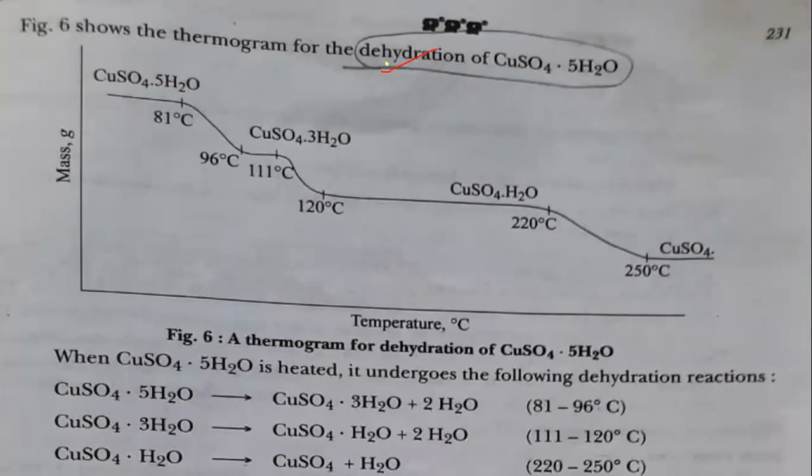Again, we can study the thermogram for copper sulfate pentahydrate. If you see here, on heating, what happens? There is a plateau region where no changes are taking place, and then it decreases. Here again it becomes constant, then decreases. Then again there is a plateau, then it decreases. Whatever slopes are observed there, there is a loss of water molecules.